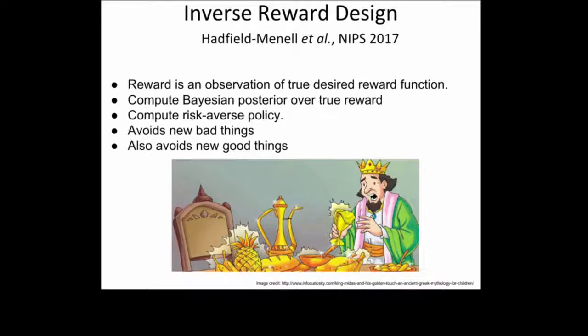So we can compute a Bayesian posterior over the possible true rewards that the specifier might have meant. And then once we have that distribution of rewards, one can compute a risk-averse policy with respect to that. This can have some very nice behavior in the sense that it can avoid new bad things, if there are things that we're really not sure whether the reward designer would like or not. So let's say we see a new feature like hot lava, and we've never seen the person talk about hot lava in any of their reward function.